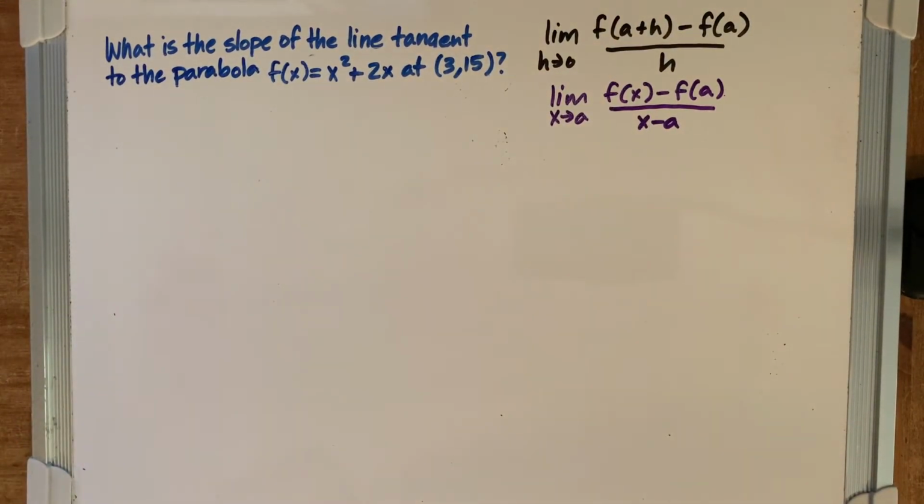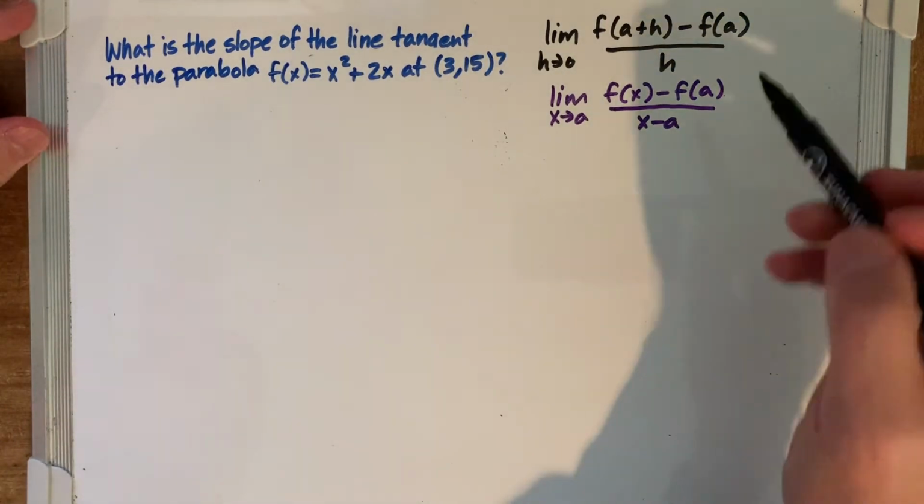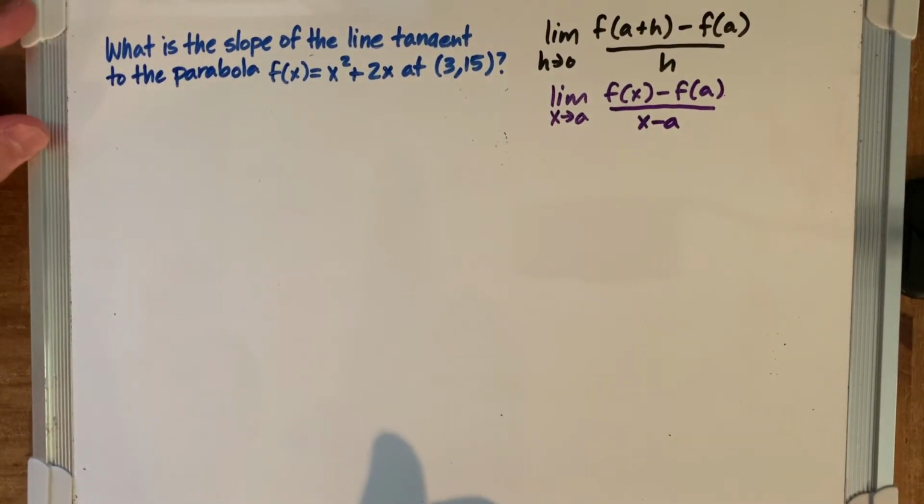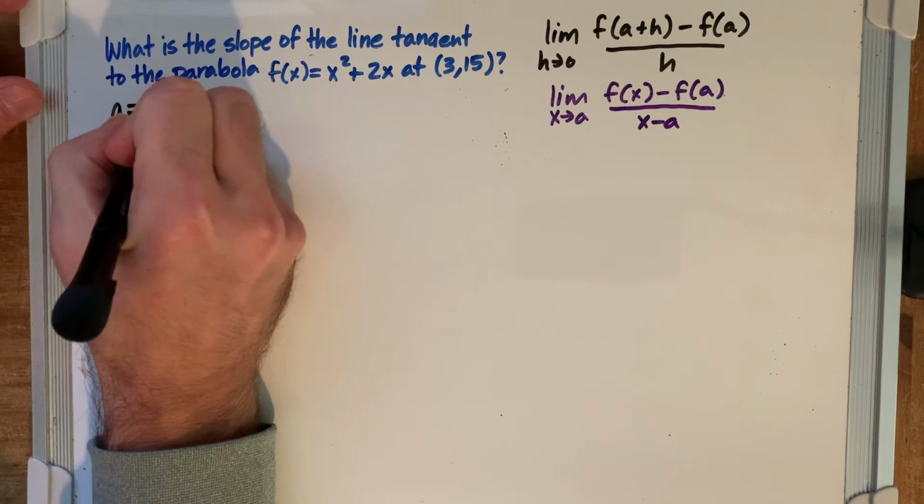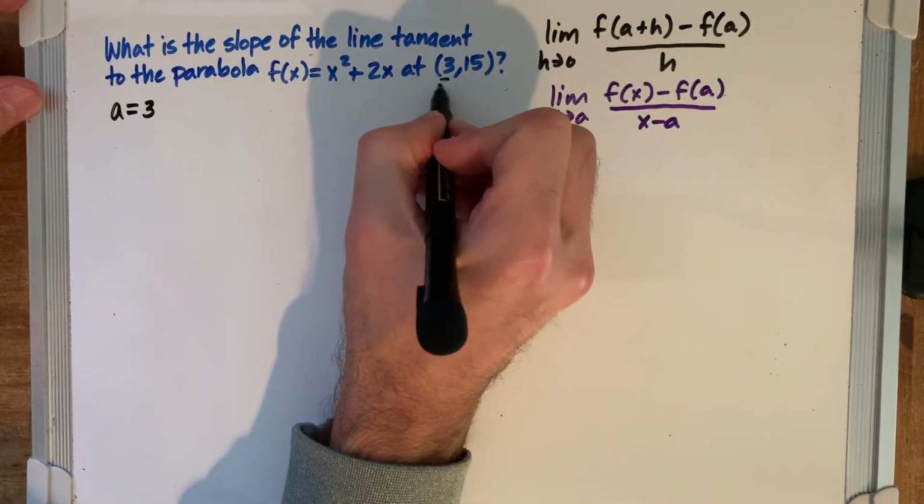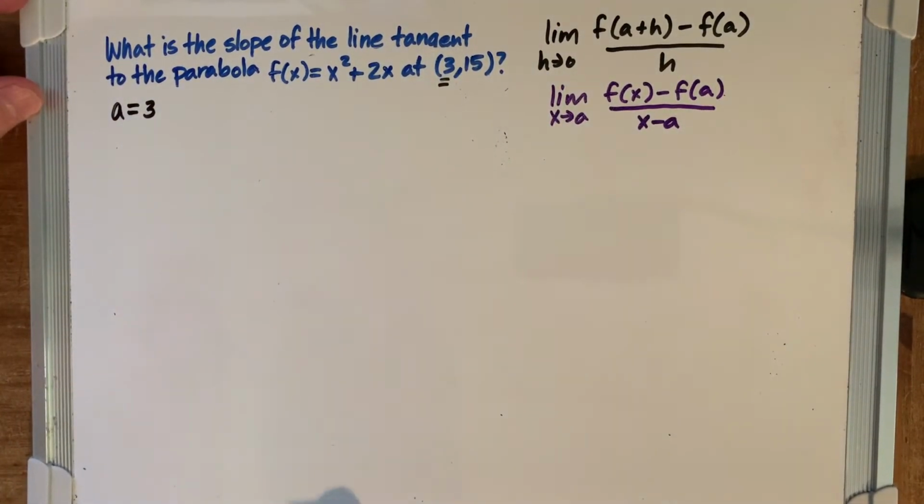We now have the means to come up with a solution to our provocative question that started this out. So if we want to figure out what the slope is of a line tangent to the parabola f of x equals x squared plus 2x at 3, 15, we're going to use one of our two definitions for a derivative or instantaneous rate of change and see if we can come up with what that limit will be, what that slope of the tangent line will be. So in this problem here, our a is equal to 3. This is the point where we're concerned about finding the slope of the tangent line.